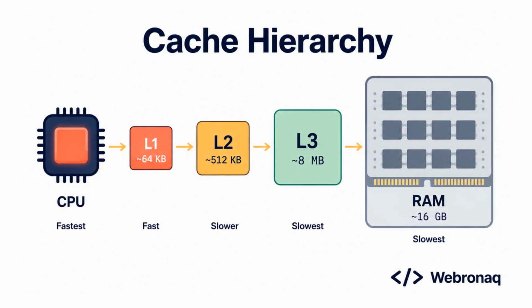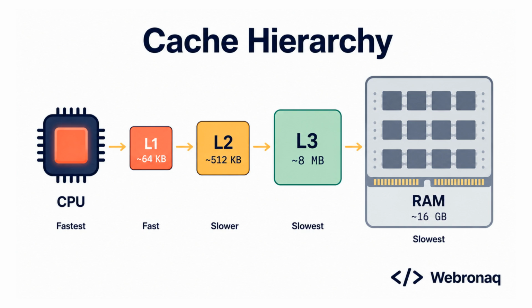All right, here's where it gets interesting. Cache isn't just one block. It's actually organized into levels, usually called L1, L2, and L3. L1 is the smallest and the fastest. It sits closest to the CPU core, and we're talking maybe 64 kilobytes per core. The CPU checks here first, every single time. If what it needs isn't in L1, it checks L2.